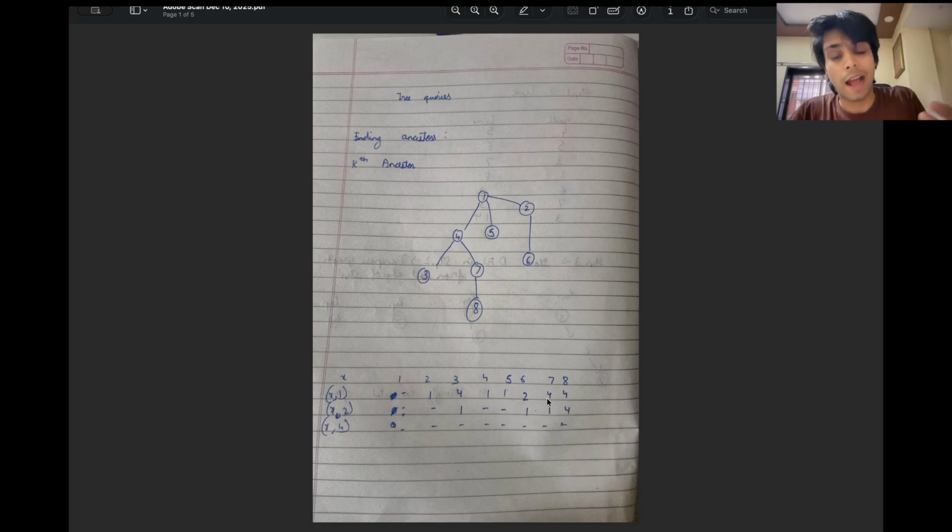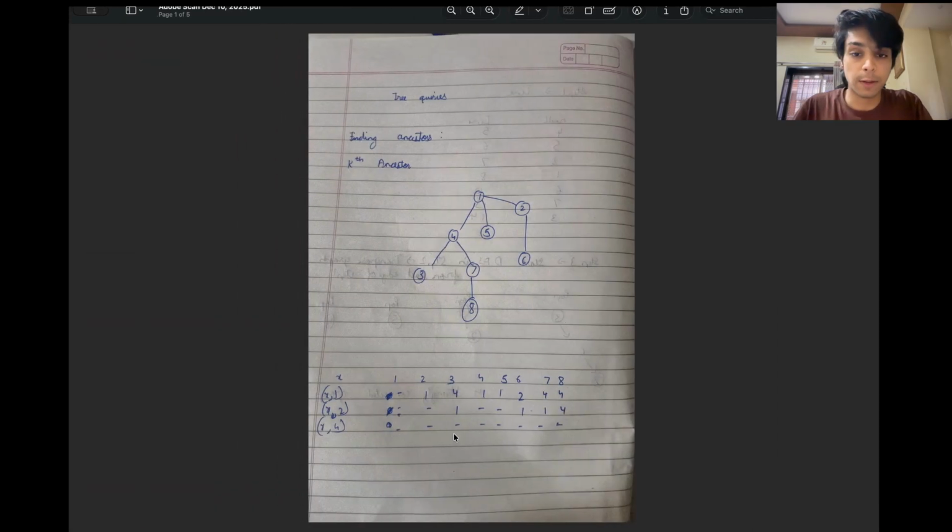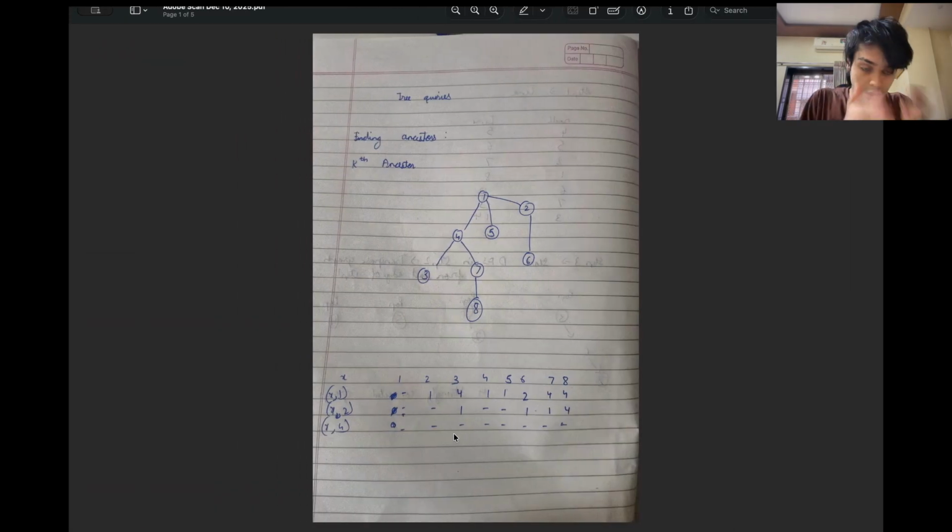Now, how do we find ancestors using this? Again, we have used this. Those who already know this can feel free to skip through this part. For others, let's just talk it out here. Now, we can see 2 and 4, but what if I want to find the third ancestor of 8? How do I find that?